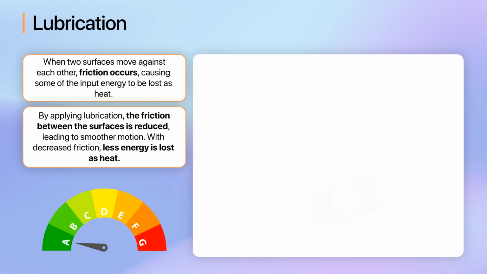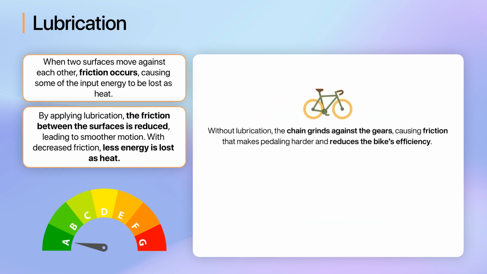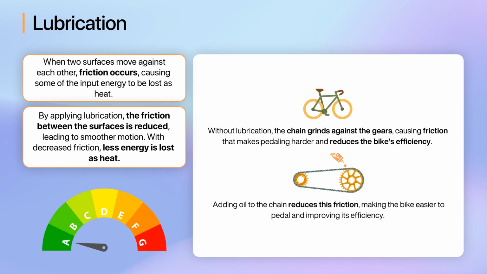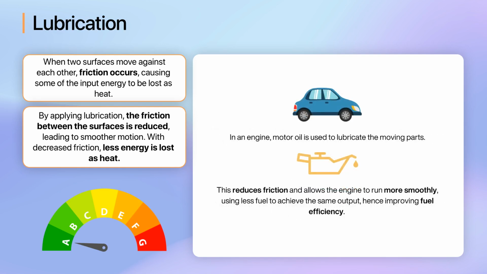Think of a bicycle chain. Without lubrication, the chain grinds against the gears, causing friction that makes pedaling harder and reduces the bike's efficiency. Adding oil to the chain reduces this friction, making the bike easier to pedal and improving its efficiency. In an engine, motor oil is used to lubricate the moving parts. This reduces friction and allows the engine to run more smoothly, using less fuel to achieve the same output, hence improving fuel efficiency.